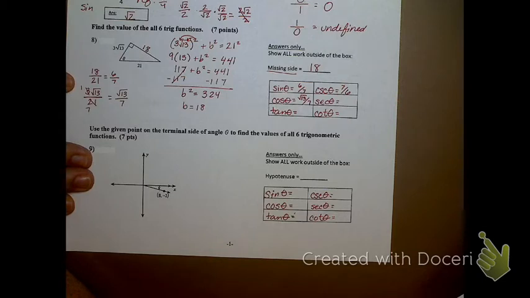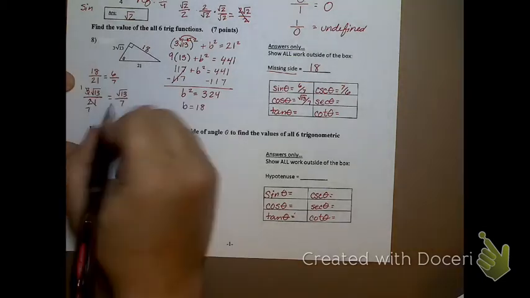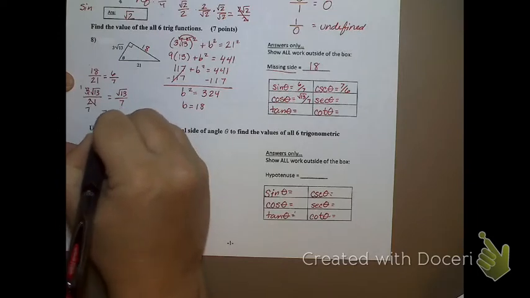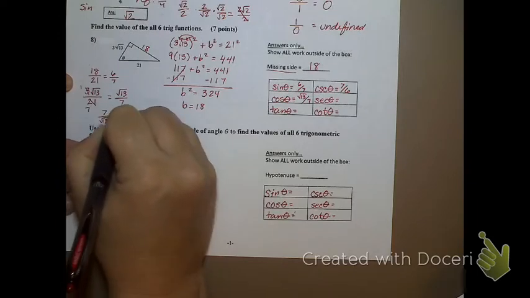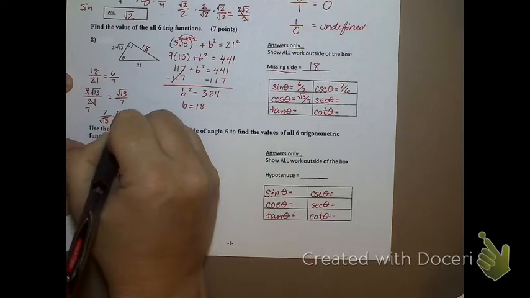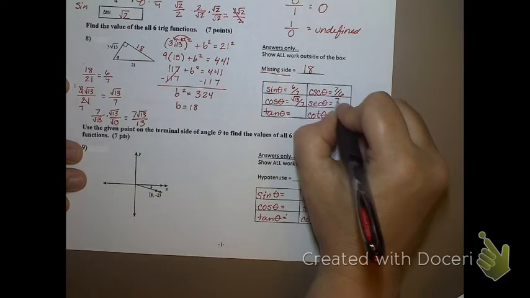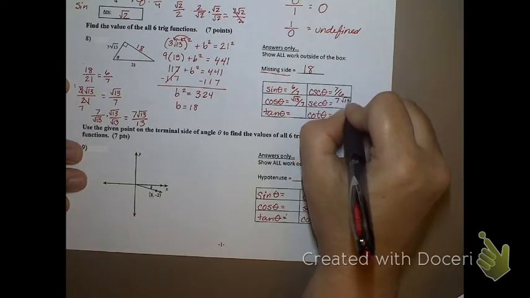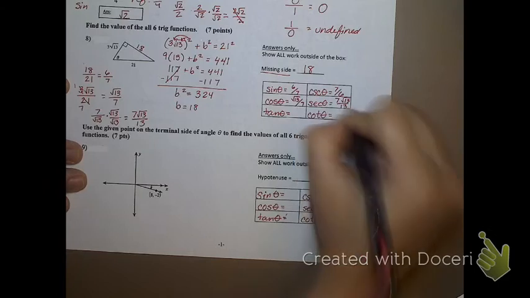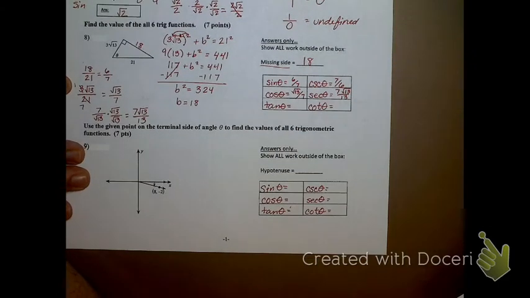How do I find secant? Flip it and simplify. That would be 7 over rad 13. Multiply by rad 13 over rad 13. That gives me 7 rad 13 over 13. Again, I will make the answer spaces bigger for your test. There we go. So far, so good?